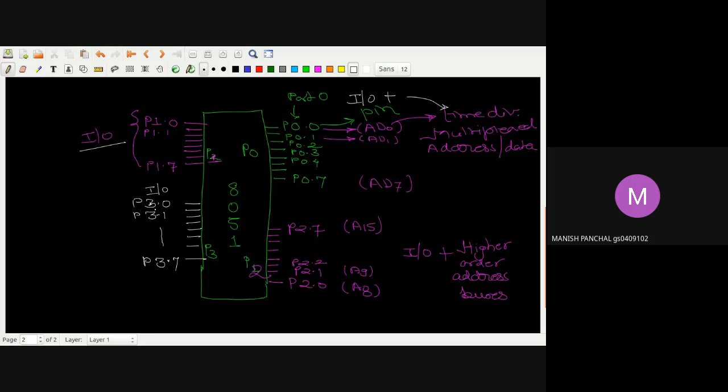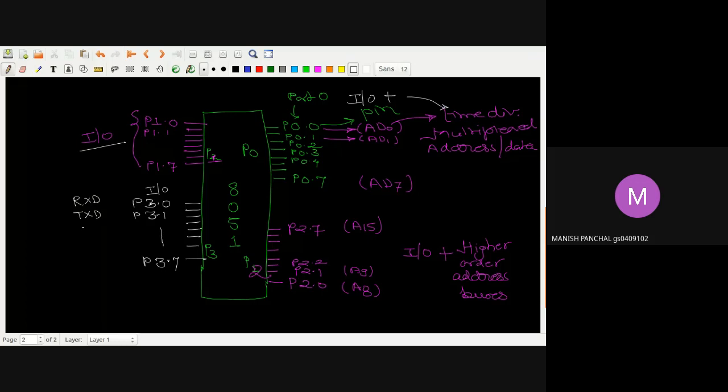But apart from these, this has some different functionality. This one is RxD, which stands for receive data. If I want to take any serial data from any type of device, then I will use this receive data. So this P3.0 pin will be used as the receive data pin. This one is TXD, meaning transmit data.